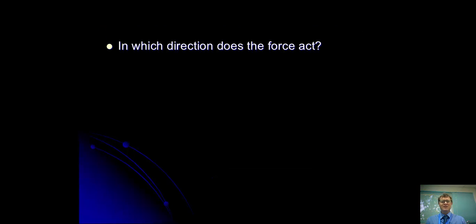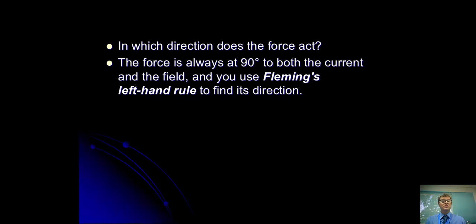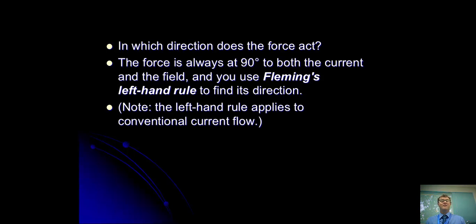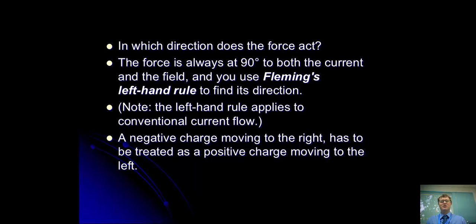Now, in which direction does the force act? Well, the force is always at 90 degrees to both the current and the field, and you can again use Fleming's left-hand rule to find out its direction. The left-hand rule applies for conventional current. Conventional current is actually the opposite direction to which electrons flow. So a negative charge moving to the right has to be treated as a positive charge moving to the left. That's one thing you have to think about. So the direction of the current flips over in the opposite direction.